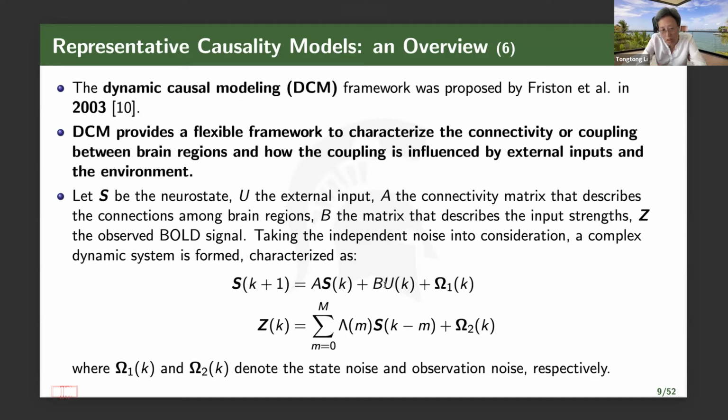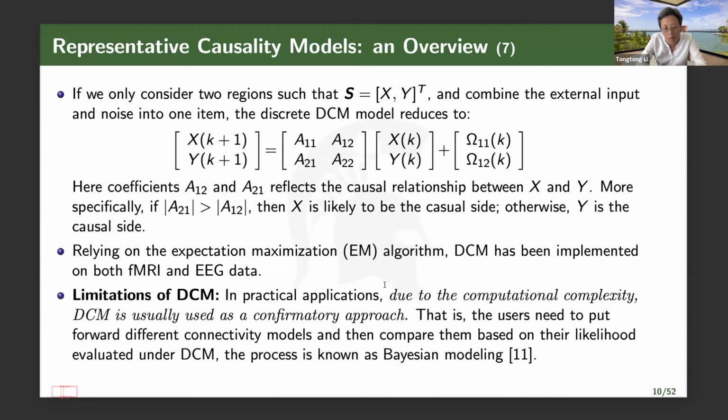DCM was proposed by Friston about 20 years ago. It was rooted in classic control theory. So people in electrical engineering and mechanical engineering use this a lot in characterizing dynamic systems. DCM has been implemented for both fMRI and EEG.